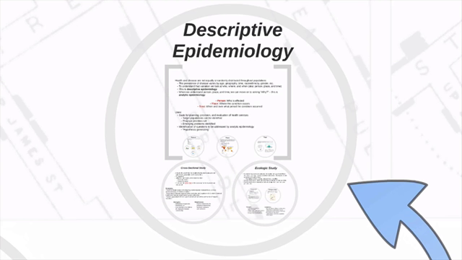And then in a few weeks, we're going to move on to the related idea of analytic epidemiology. So how do we move from just describing our population of interest and the health outcomes that are occurring to really testing hypotheses and seeing if exposures are causal factors for outcomes?